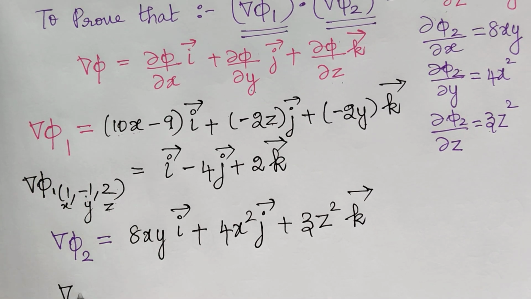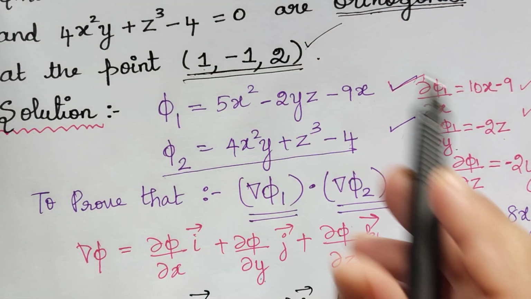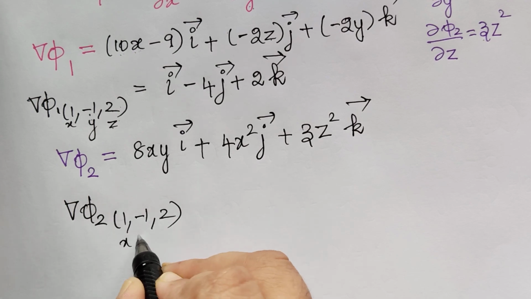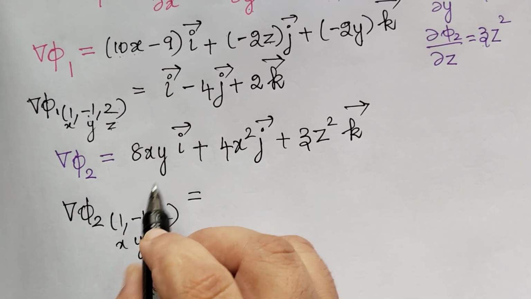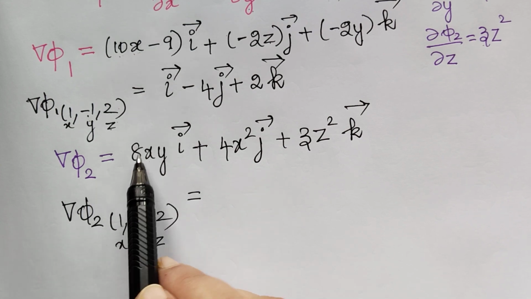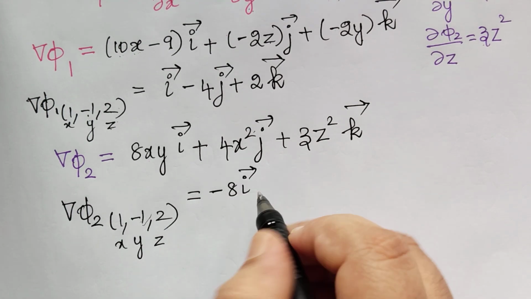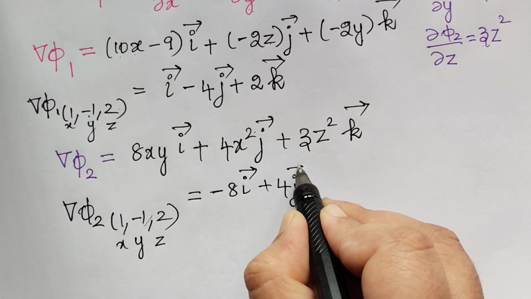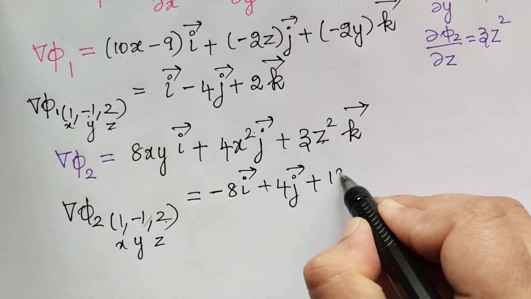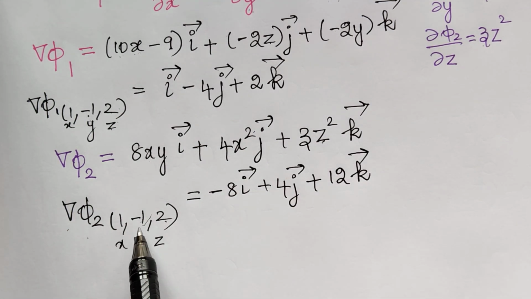Now we have to find nabla phi 2 at the given point. What is the given point? 1 comma minus 1 comma 2. So this is x, y and z. So that will be equal to, if you see x and y we have here, 1 into minus 1 is minus 1, so you will be getting minus 8i vector. x square, x is 1 only, so plus 4j vector. z is 2 here, so 2 square is 4, 4 3 times is 12, so plus 12k vector. So therefore we have obtained nabla phi 2 at the point 1 comma minus 1 comma 2.